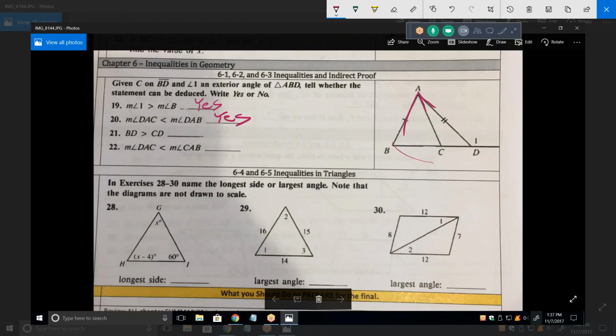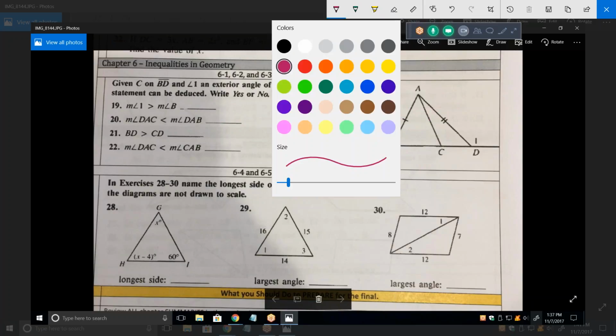Clearly it is. And the reason is the angle segment theory. In other words, an angle is made up of its two segments. That's one of them. That's another one. Therefore, any of those segments is less than the entire angle. But once again, they didn't really ask us to prove it. They just want a yes or no here.